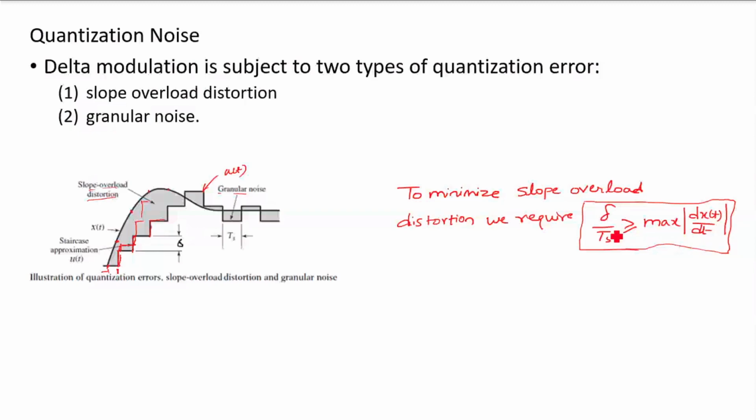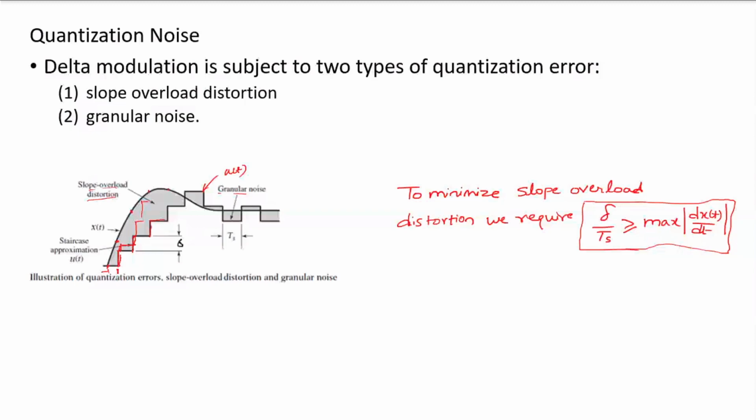Now in the denominator, some of you have said we have to reduce Ts. Of course, even if we reduce Ts, if we don't increase delta for signals with steep slope, I mean very sharp slopes, it is required that with Ts reduced, delta is also increased. And as far as granular noise is concerned, we have to decrease the step size. Who can tell us, right?